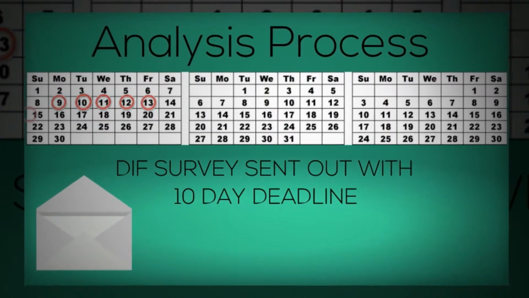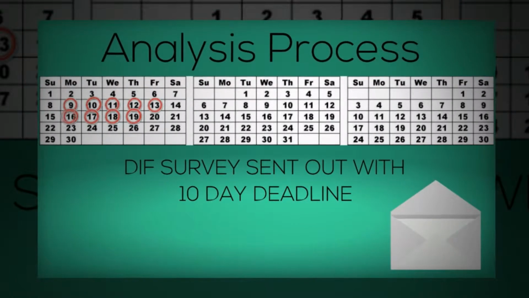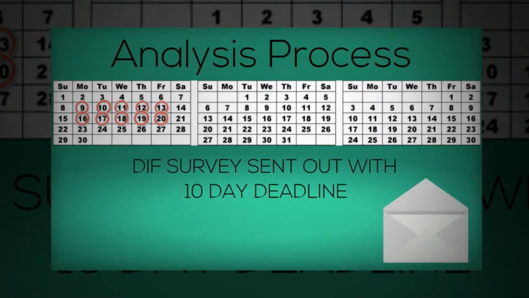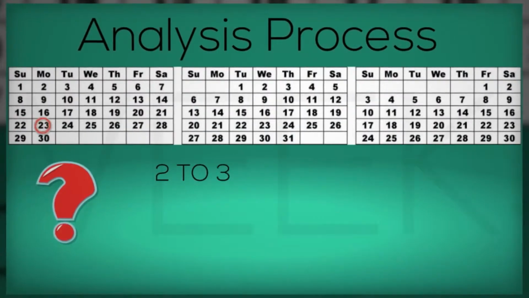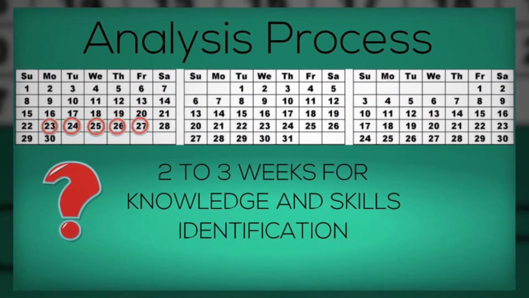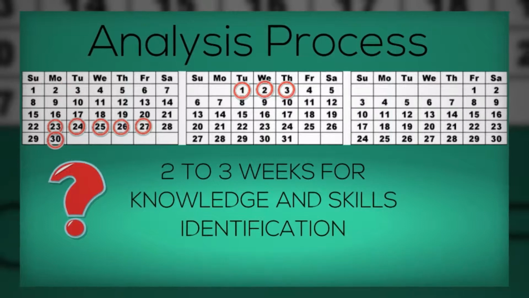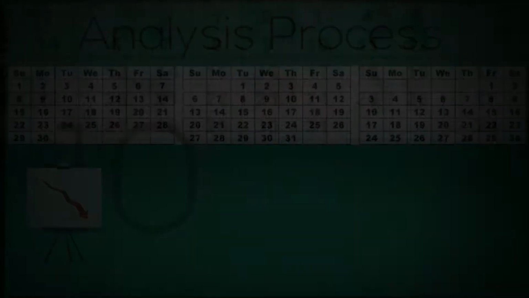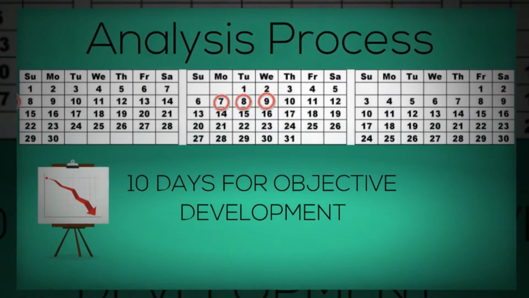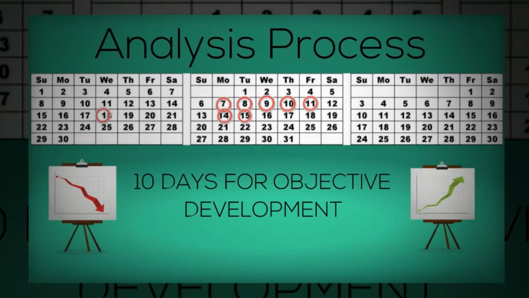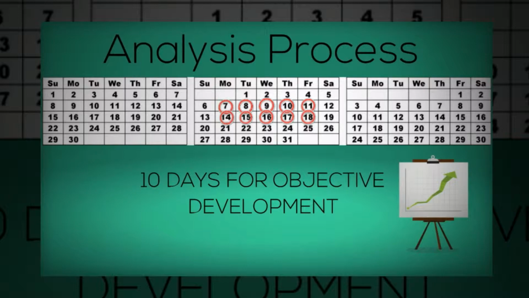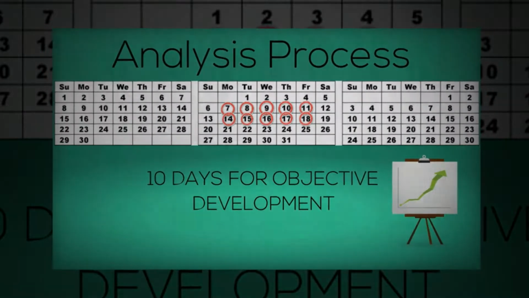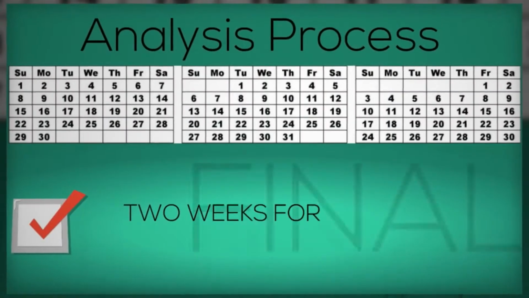Additionally, all documents developed in conjunction with the analysis need to be validated within a week of production. After all the tasks are identified, then the DIF survey is developed and sent out with a 10-day deadline for return. 2 weeks are provided for knowledge and skills identification. 2 weeks are provided for objective development. This is critical to completing the analysis in the agreed upon timeline.